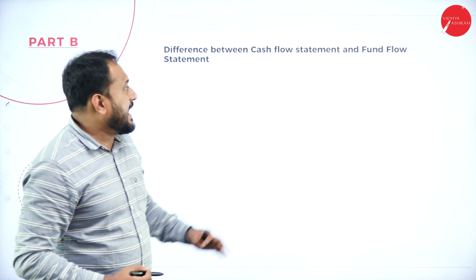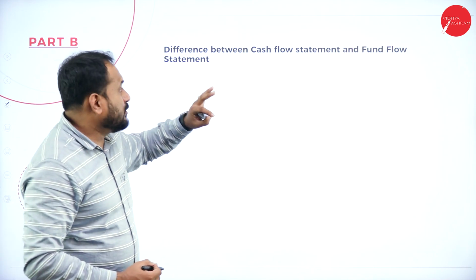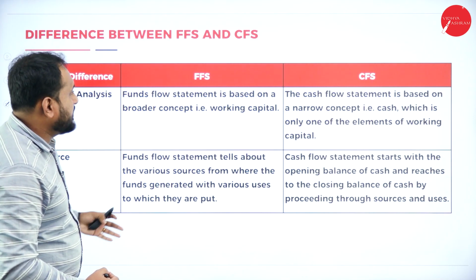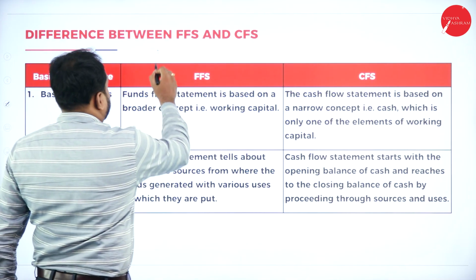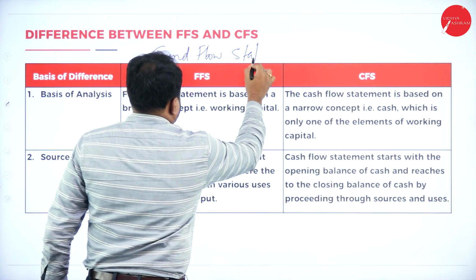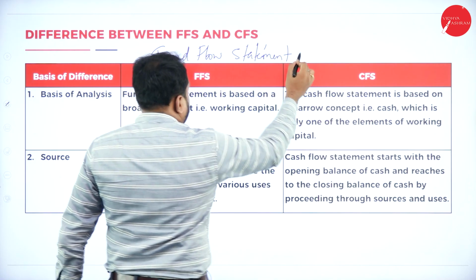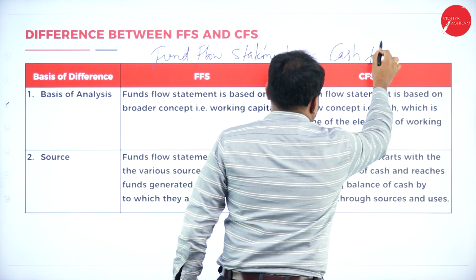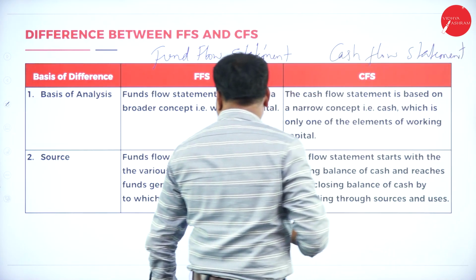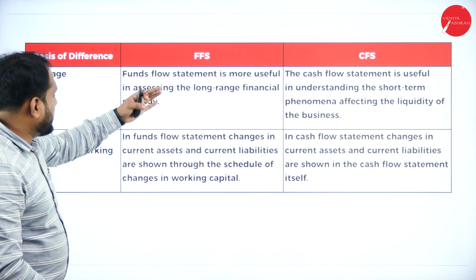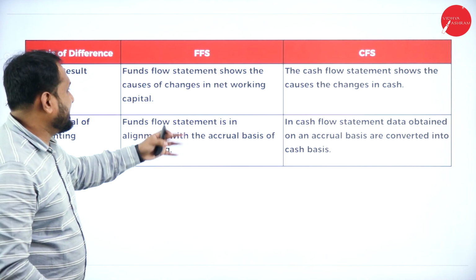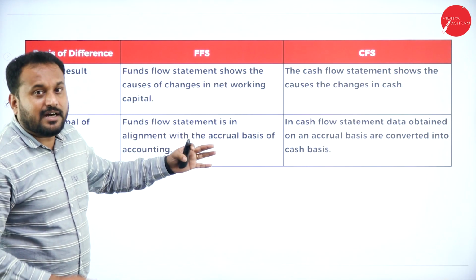Next is the difference between cash flow statement and fund flow statement. I told you this is a very, very important question. Now I have given you the basis of difference here. FFS means fund flow statement. This is called cash flow statement. Now here we have 2. Next here again I have given 2. Then here I have given 2. So 2 plus 2 plus 2 is 6. Totally 6 differences are there.